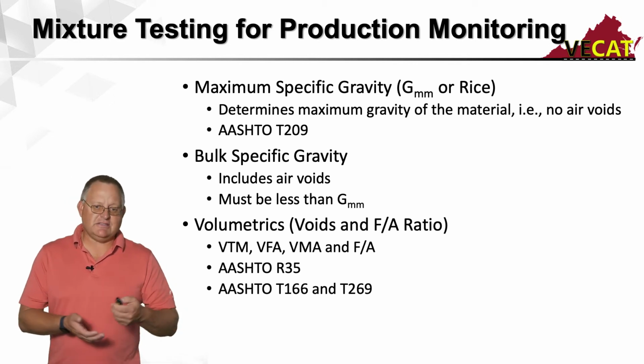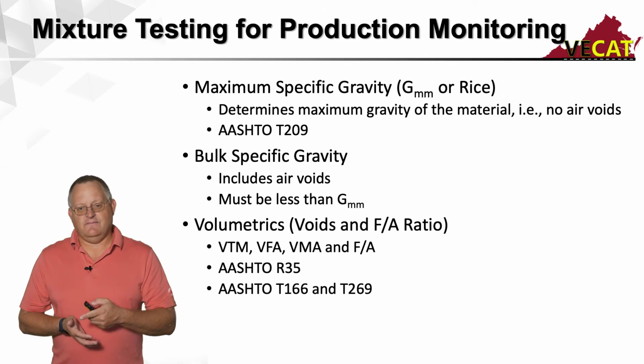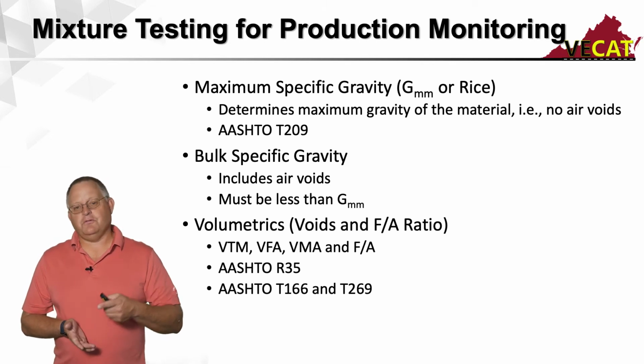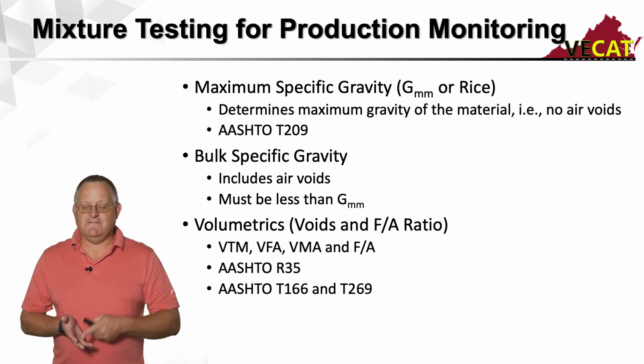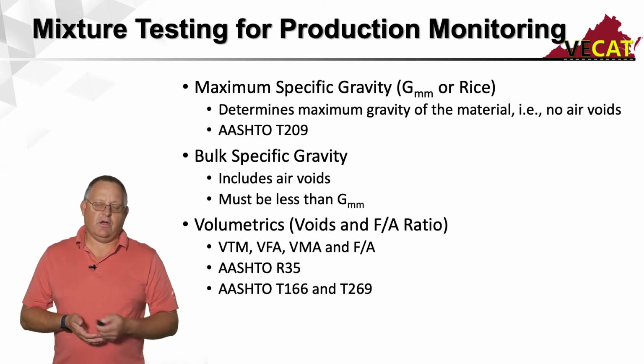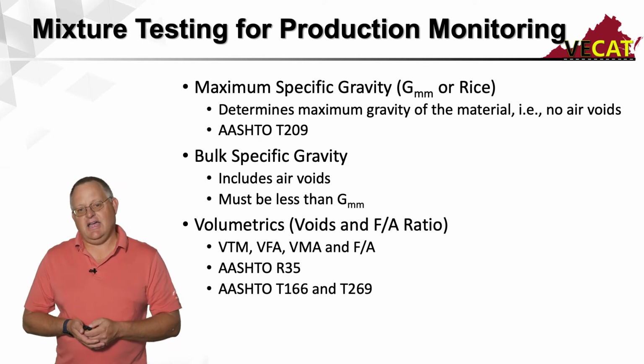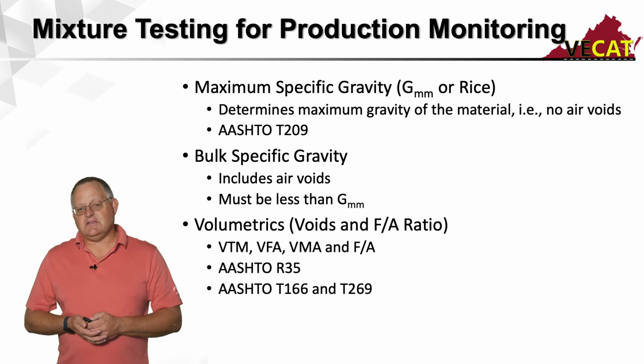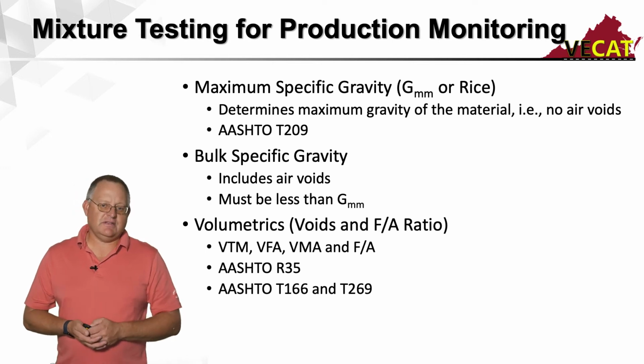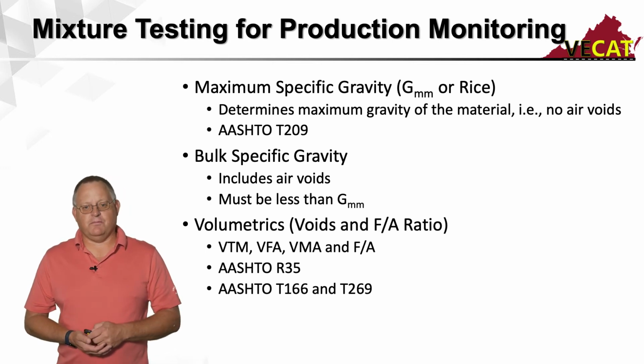So in the specs as you read them, you've got VTM, which is voids in total mix, VFA, VMA, and FA ratio. We're following a couple more AASHTO specs between R35, T166, T269. These are all different tests that as a level 2 mix designer, you must be able to perform proficiently.